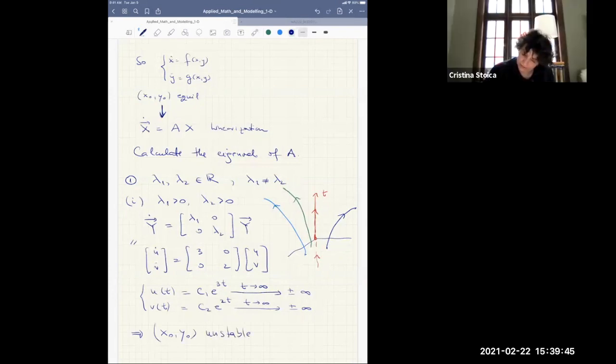Okay, and if I do a picture in the phase space, what I will see back in the XY coordinates, this is that X naught, Y naught. And what I will see is just stuff going out in all directions. And this is called a source. It is a source. We cannot have a stable source, right? So it's an unstable equilibrium and it's called a source.